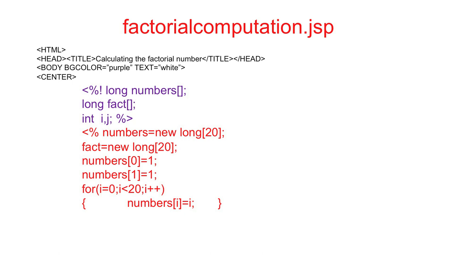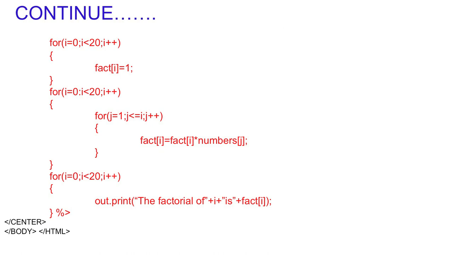Now we have another for loop where we are initializing this fact array. In this fact array we will store 20 values by initializing 1 in each position of the factorial array, and this factorial array is also from 0 to 20.